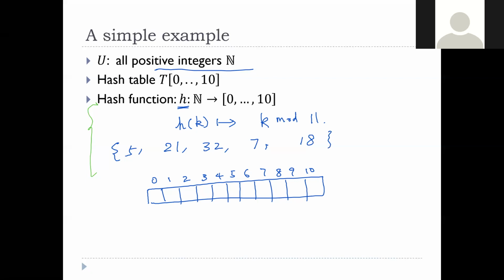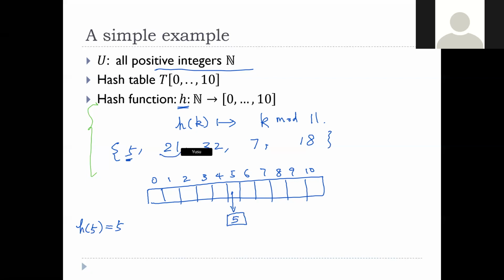Well, for 5, where do I put it? You need to compute what is h of 5. And 5 modulo 11 is still 5. That means that 5 should go to position 5. So you hand it here. You say, I have 5 stored here. Okay? Next element is 21.